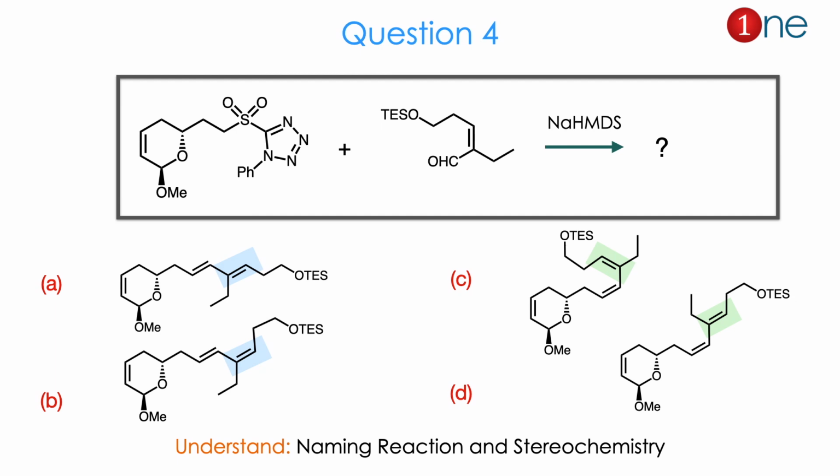Your reagent is the sodium salt of hexamethyldisilazane. Here 4 products are given. The 4 products only differ in the alkene stereochemistry. Alkene configuration, either it can be cis or trans. In the question, whether the first double bond is cis or trans, or the second double bond is cis or trans. You can say E and Z, or comfortably we say cis or trans. So you have to know the naming reaction and the stereochemistry involved here.